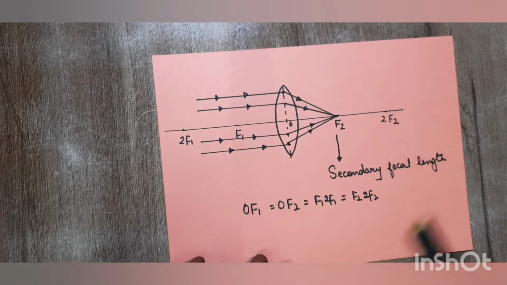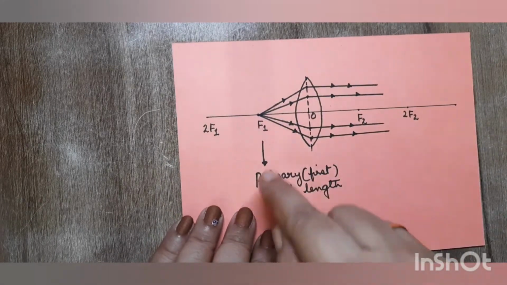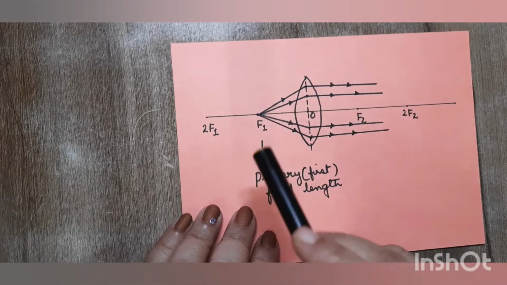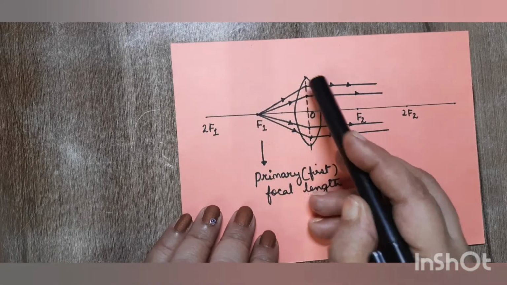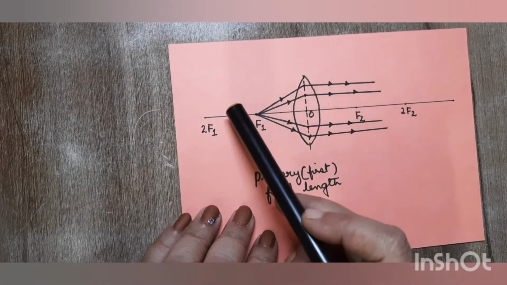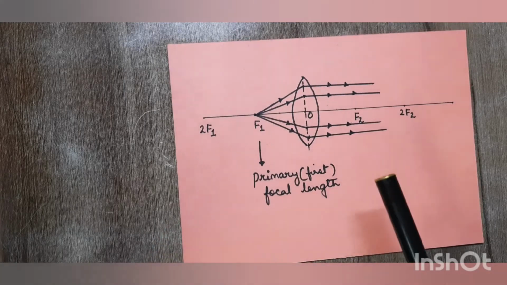They are equidistant. In the same way, on the left-hand side, there is a certain point from which the rays, after refraction, pass parallel. That point is taken as the primary focus, F1.